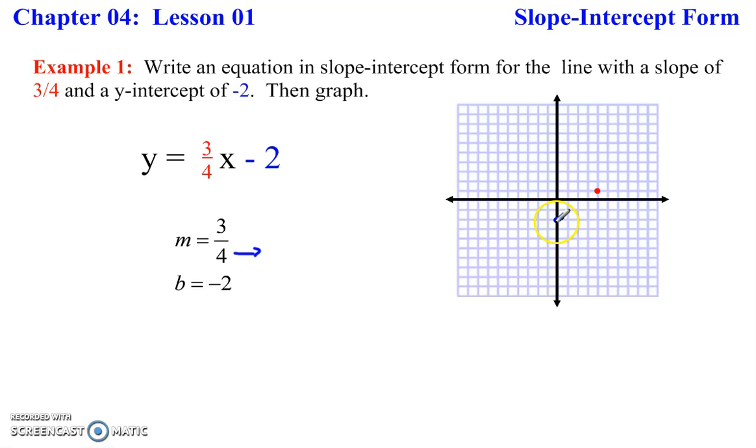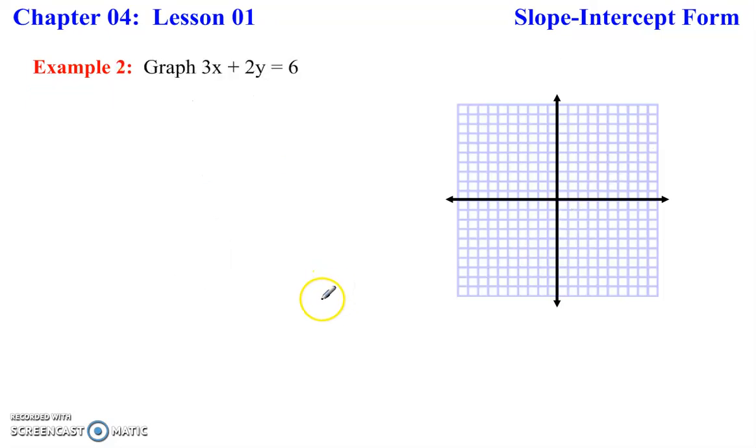So my first point, and then I'm going to move up or down. If it's negative, that tells me whether I go up or down. Over is always to the right. Okay? And then from there I could make another point at the same slope, up 3, over 4. I could use that same slope and make a couple more if I wanted, and then draw a straight line through that.